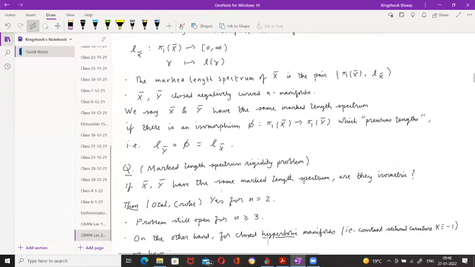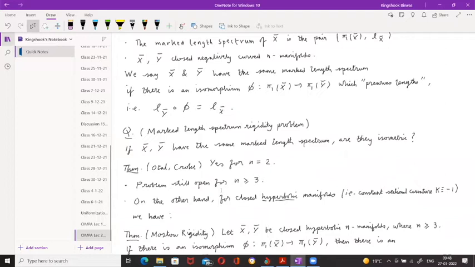So I should just mention this marked length spectrum. Here you have the length function. So it is more information than what's called the length spectrum. The length spectrum is just a set. It's the set of the lengths of closed geodesics. It's well known, even for hyperbolic surfaces in dimension two, that the length spectrum is not enough to determine the isometry type of the manifold. So even in two dimensions, there are famous examples due to Sunada of closed hyperbolic surfaces which have the same length spectrum, but which are not isometric.